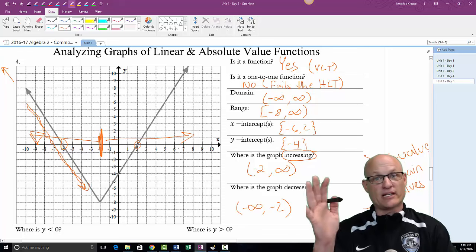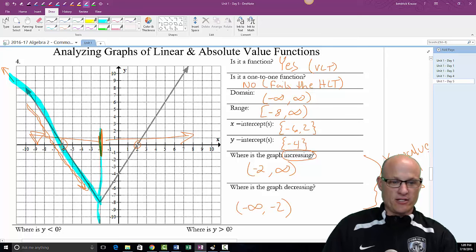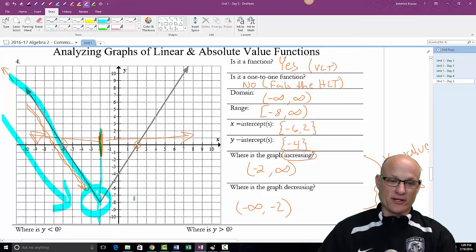Now remember, we always read left to right. So as I'm reading from left to right, from -infinity all the way down to this point right here, it was decreasing. And this point is a transition point, and we're going to turn and go up.